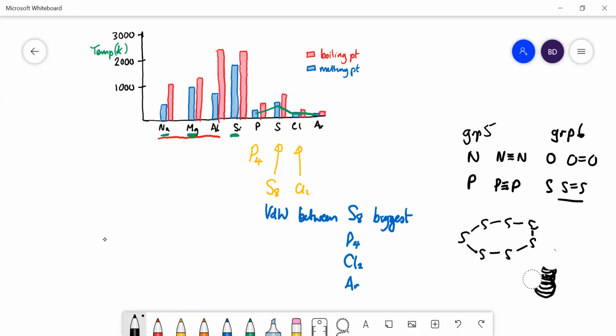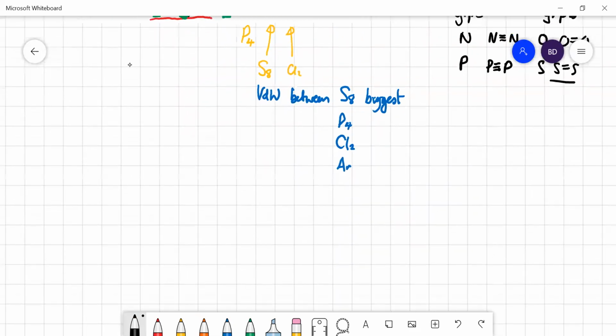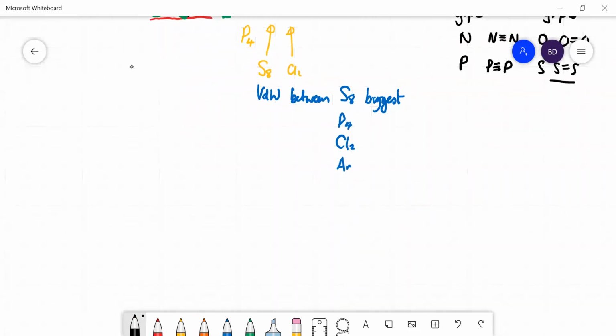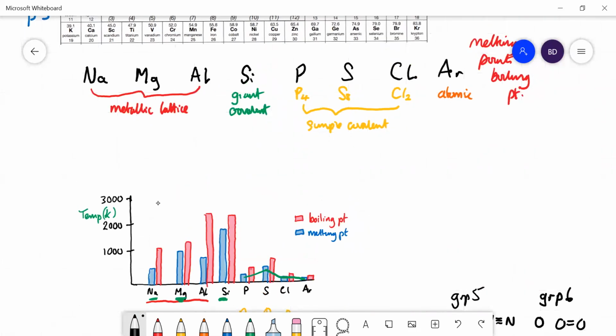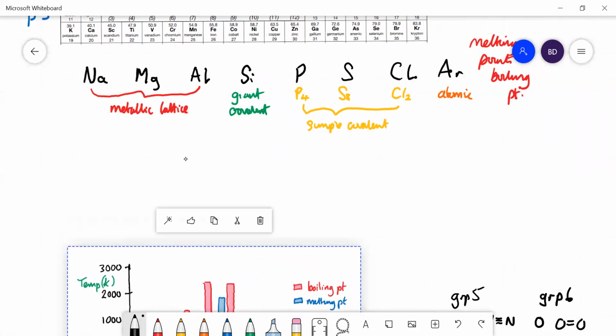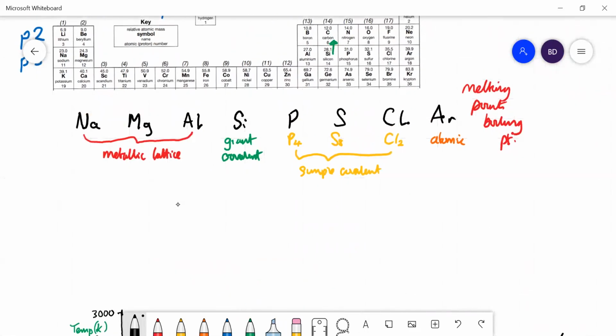Now, that's all we really need to know in this topic. It's extremely short, but it does ask you to talk about the trend in atomic radius as you go across. So let's have a look at this. We'll go back to this diagram. Atomic radius. Forget all this stuff here.